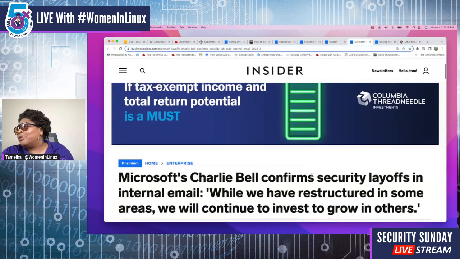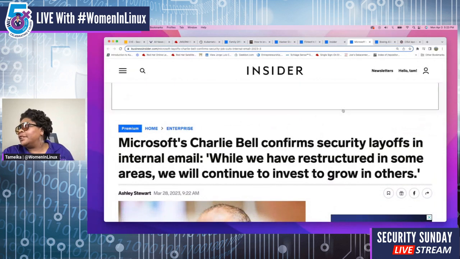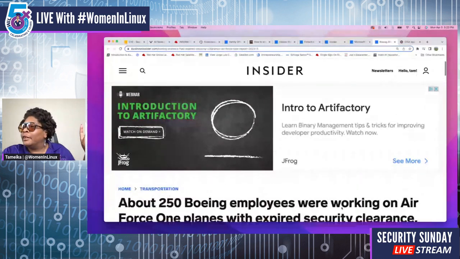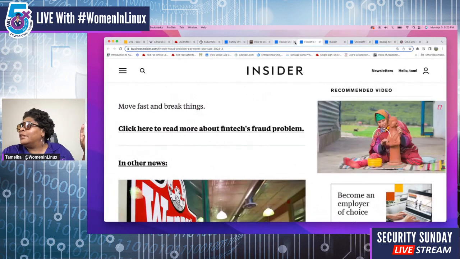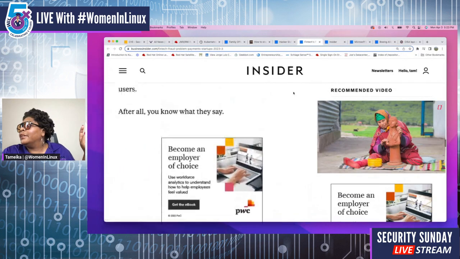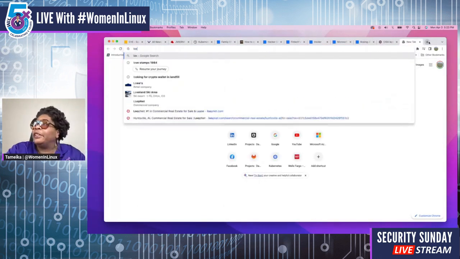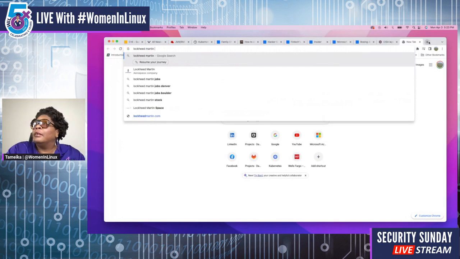I think everyone saw the security firm Microsoft was laying out security layoffs in the internal email, but this is huge news right here. Not that one. Is it not up here? I'll have it up here. It's not here. But this is huge.